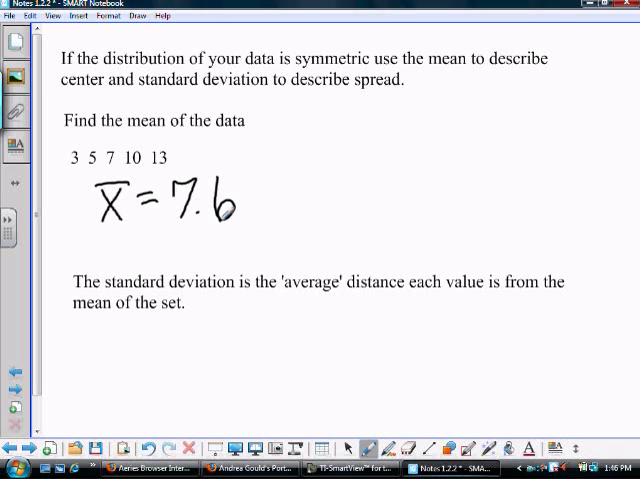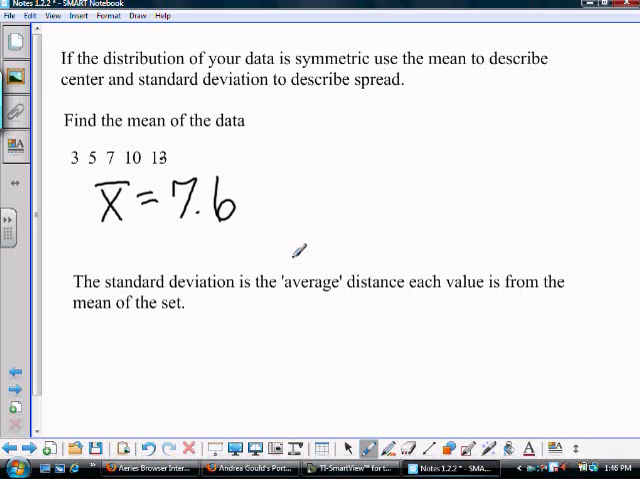The standard deviation is going to be the measure of spread that we're going to use for the mean, and remember this definition, the average distance each value is from the mean. So the standard deviation is going to be the average distance that 3 is from the mean, 5 is from the mean, 7 is from the mean, 10 is from the mean, 13 is from the mean. And I put the word average in quotation marks because it's not going to be a plain old average.